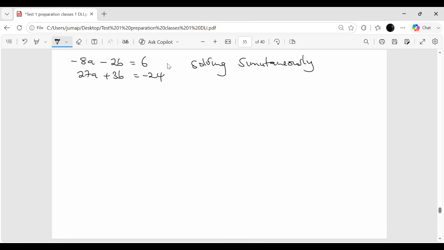using elimination method, what I'm going to do, I'll multiply the one at the bottom with a 2, this one with a 3. Okay, so 3 times 6, that is 18. 2 times negative 24, that will be negative 48. And then this is equals to like this. So 3 times this one is going to be negative 6b, and then 2 times this is going to be plus 6b. Then 3 times negative 8, which is just going to be negative 24a, and then 2 times 27a, it is going to give us 54a.